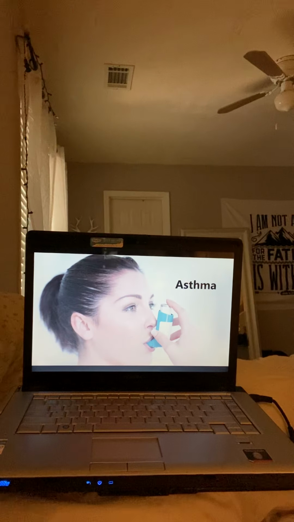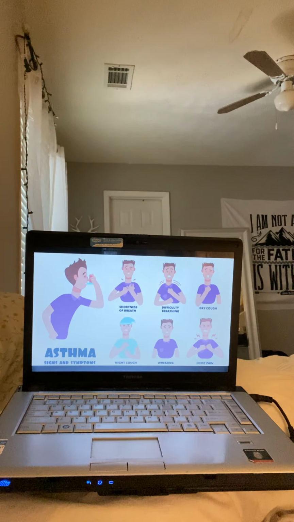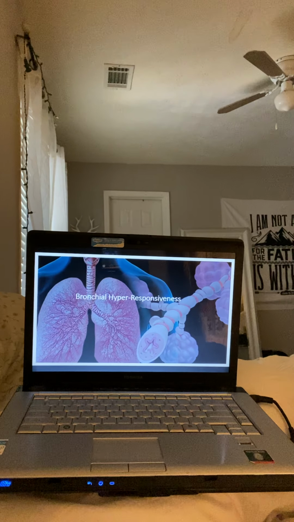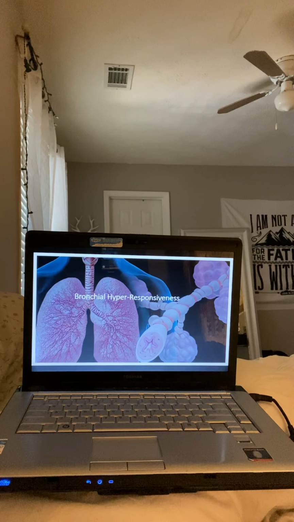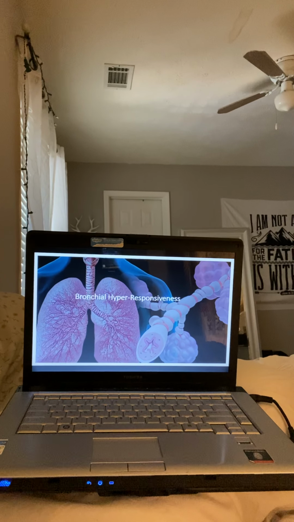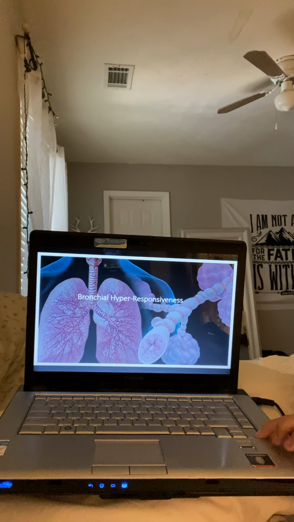All right, let's talk about asthma. What are some symptoms of asthma? Just to name a few: cough, shortness of breath, difficulty breathing, wheezing, tight chest, chest pain, dry cough, night cough. This is also known as bronchial hyperresponsiveness. Typically asthma symptoms are episodic, which means they will come and go. So you're not constantly dealing with this every day, hopefully not.